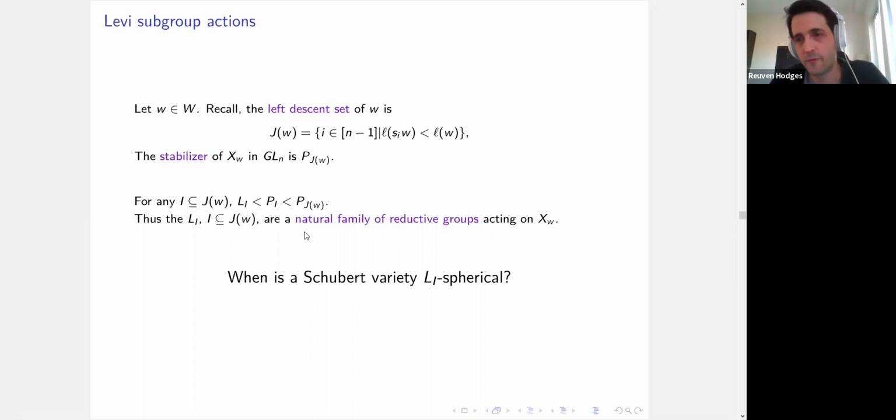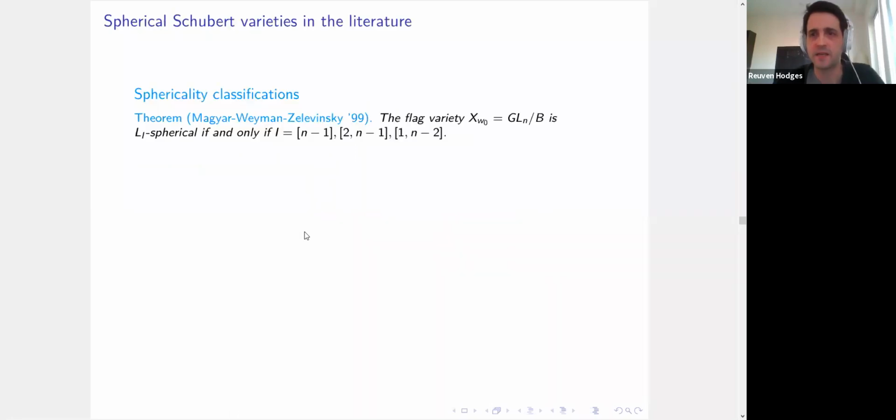And maybe before going too much further, I think it's reasonable to ask what is actually known about this question. Is there any sort of previous research on this? And the answer is there's a little bit, but not much. So let me tell you basically everything that's known.